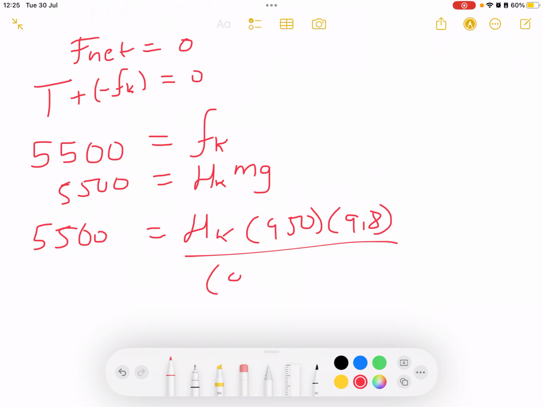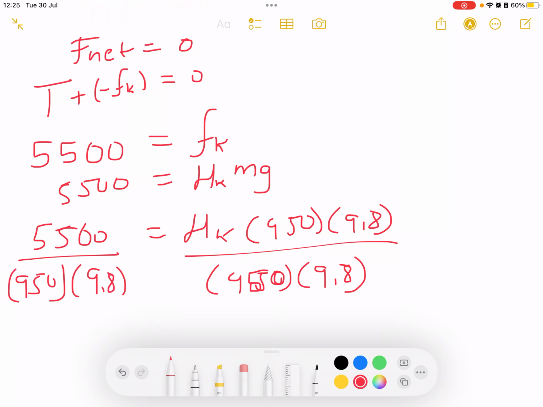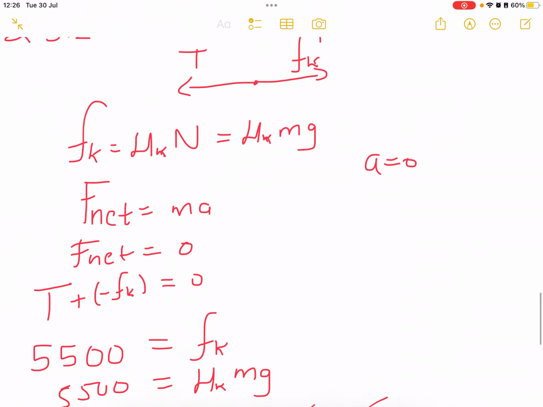When we divide both sides by 950 times 9.8, we find that mu k will be equal to 0.5907. So we can say 0.59 or 0.591. So it's just the coefficient, so it doesn't have a unit. Last question.